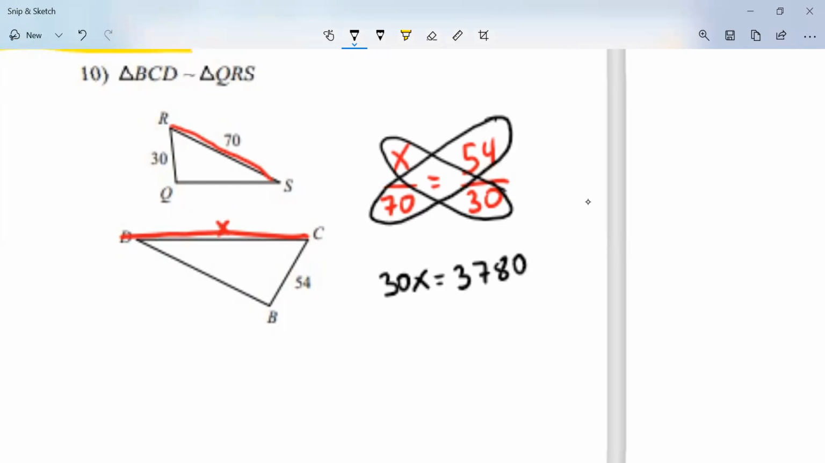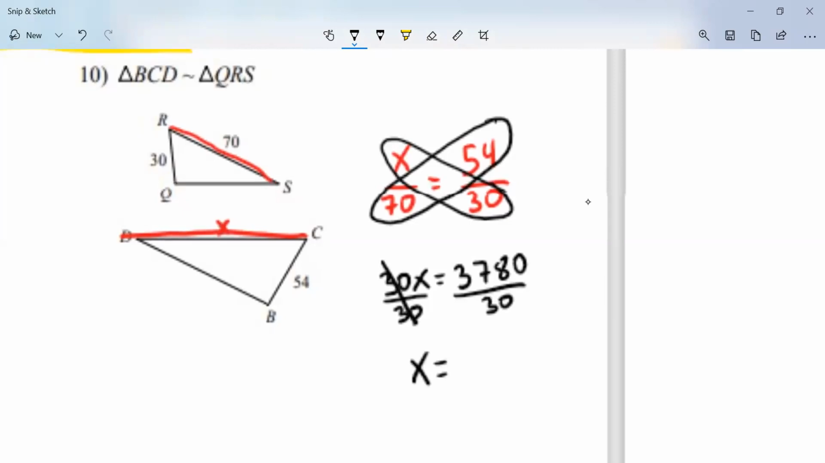Now, to get x by itself, let me divide both sides by 30. I'd always divide by the number in front of x, so I get x by itself. 3,780 divided by 30 gives me 126. So my answer in this case, x is equal to 126. Just type in 126.